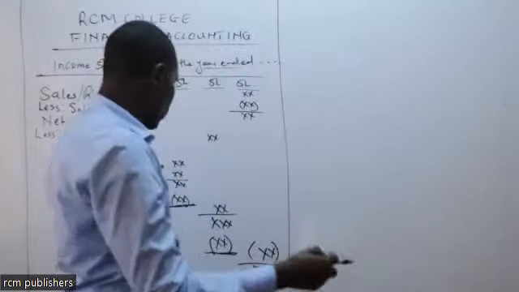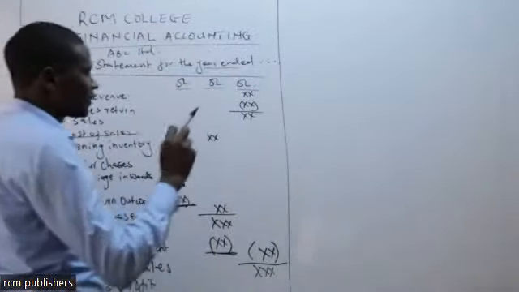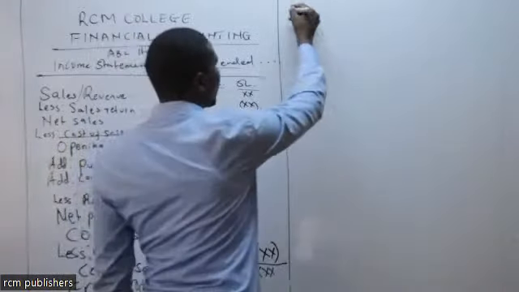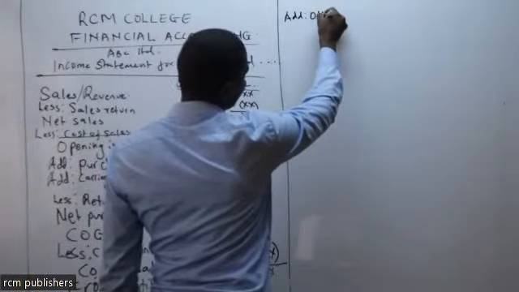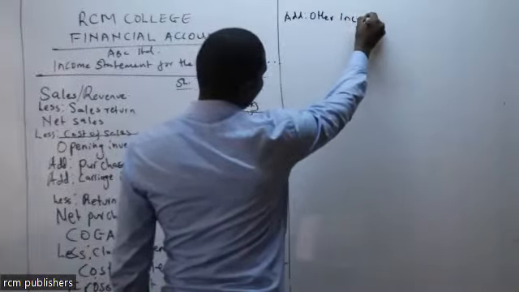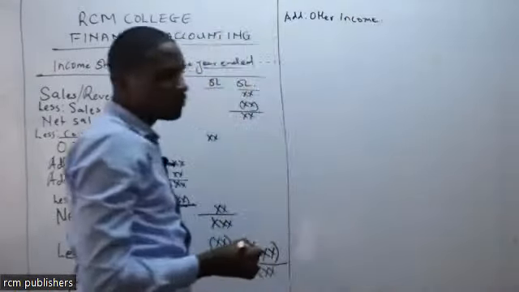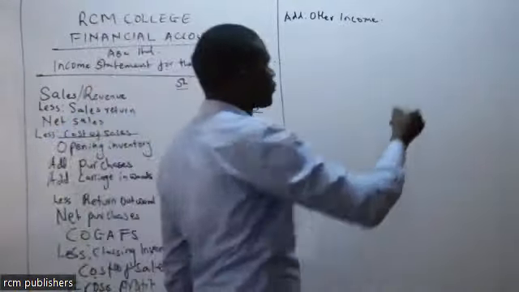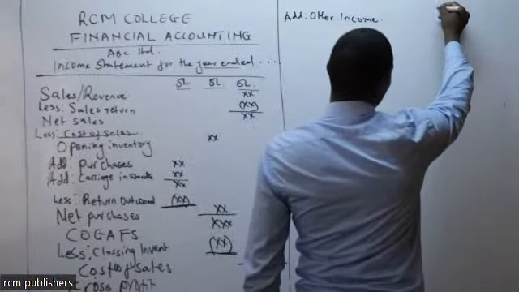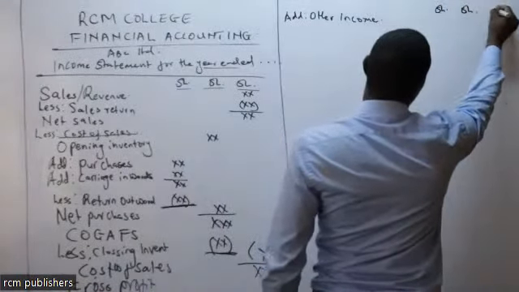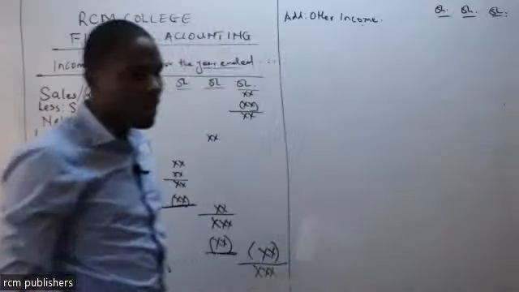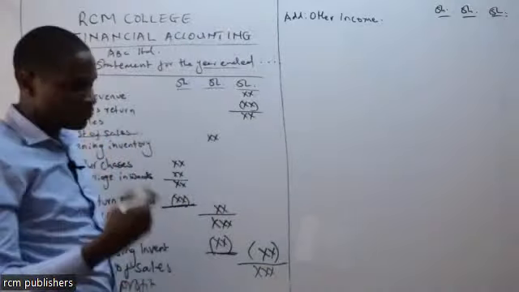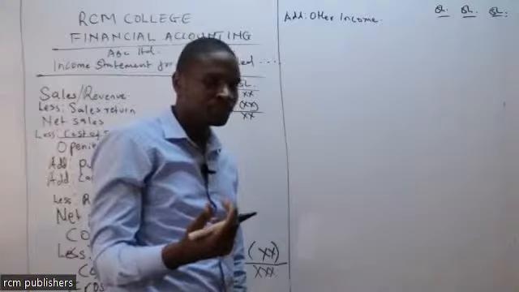All right. Now, when you have your gross profit, class, please add other income. Don't forget to check from your trial balance whether you have other income. For example, can you give me one item that falls under other income?